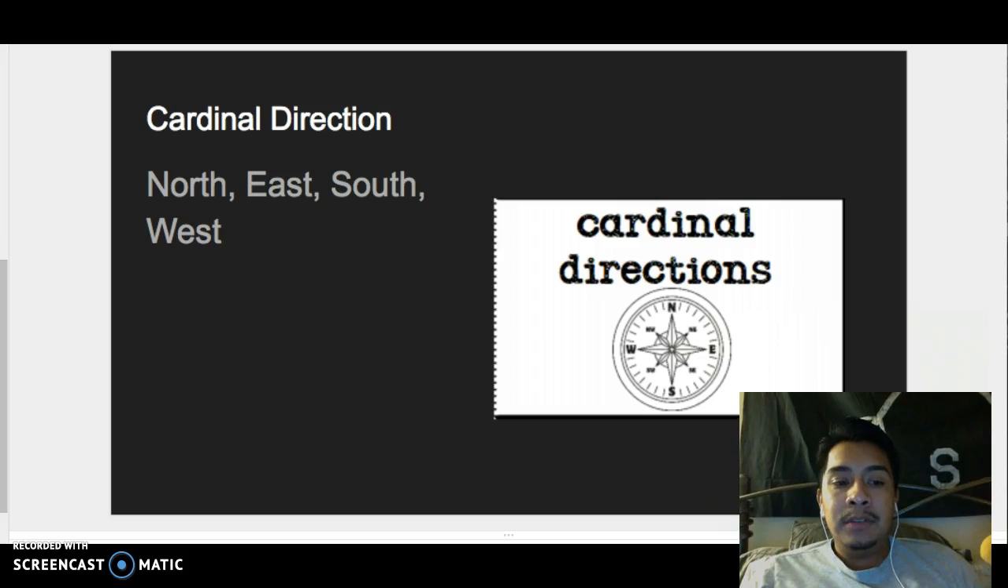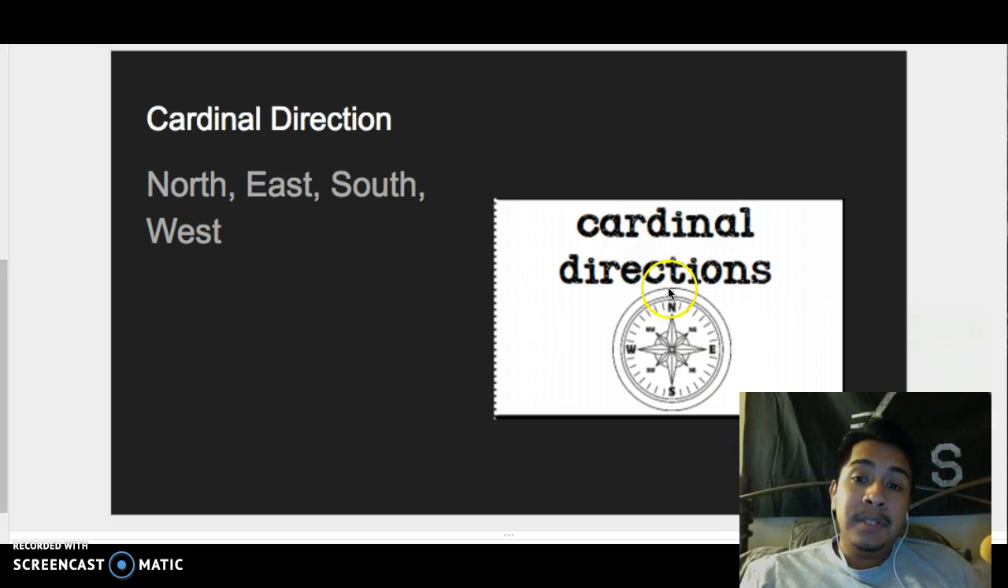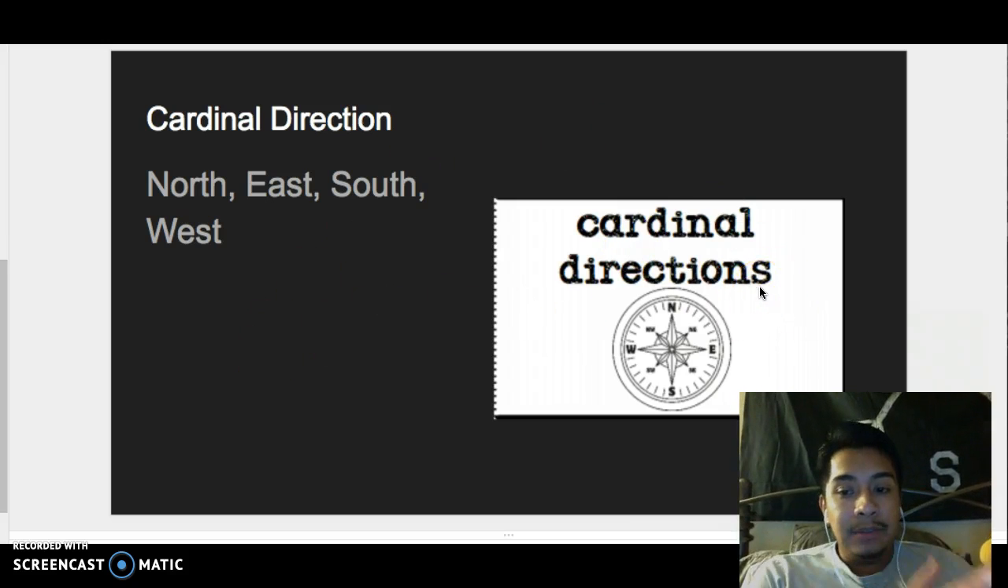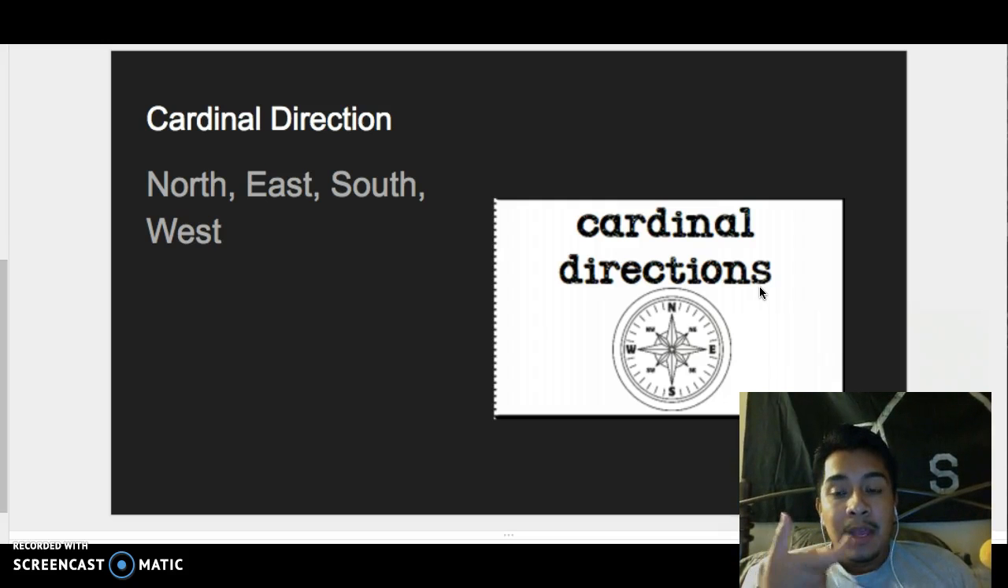All right, cardinal direction, just like in compass rose. The difference between cardinal direction and compass rose is that cardinal directions are the actual directions, so north, east, south, and west, whereas a compass rose tells you cardinal direction. You can say, I'm going north, and that's just cardinal direction, or you can use a compass rose to really see if you're going north.